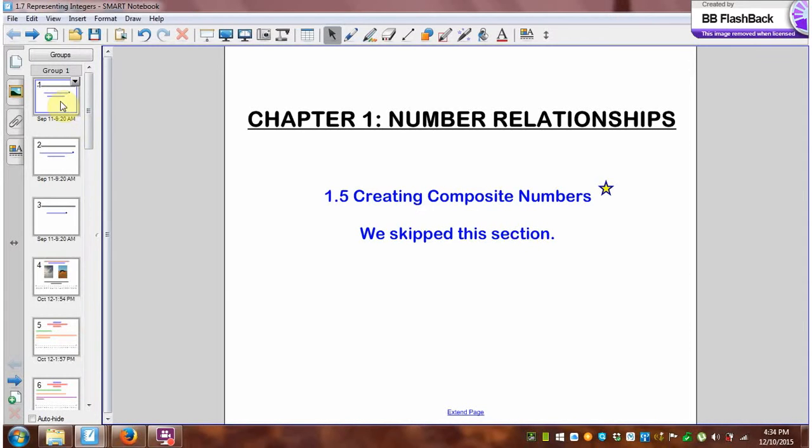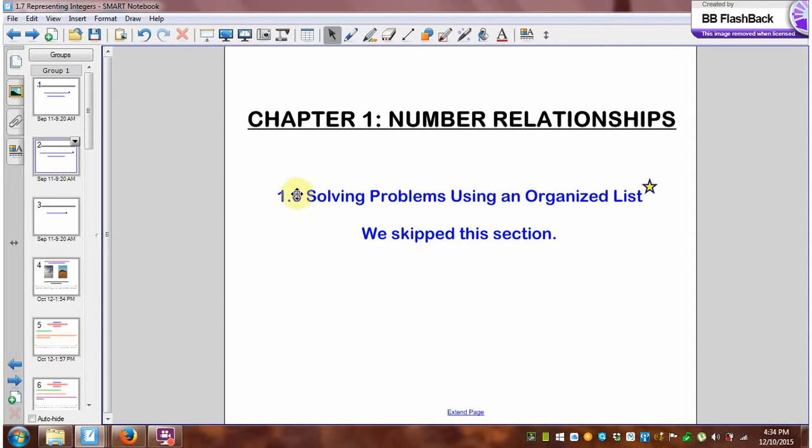Okay, pause until you have it written down. Alright, we also skipped section 1.6, so just jot this down as well. 1.6, solving problems using an organized list. Okay, we skipped this section. So just write that down, pause if you need to, and once you're ready, we'll move on.